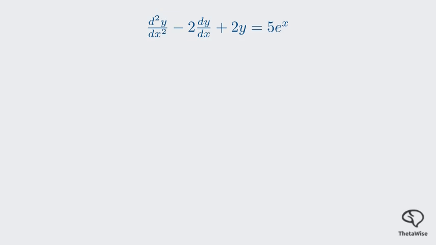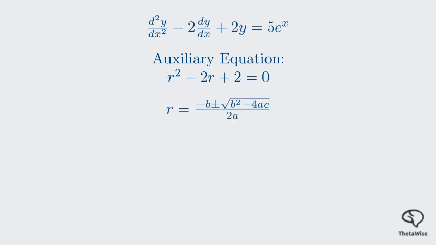First, find yc. The auxiliary equation is r squared minus 2r plus 2 equals 0. Let's try to factor this. Can we find two numbers that multiply to 2 and add to 2? No, we can't. So we must use the quadratic formula. The quadratic formula states that r equals negative b, plus or minus the square root of b squared minus 4ac, all divided by 2a. In our equation, a equals 1, b equals 2, and c equals 2.